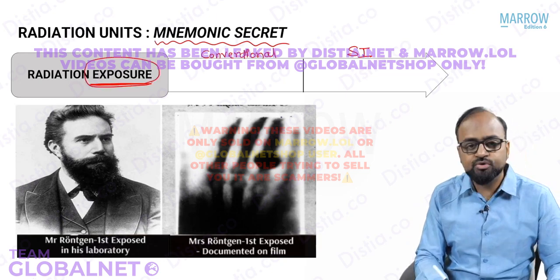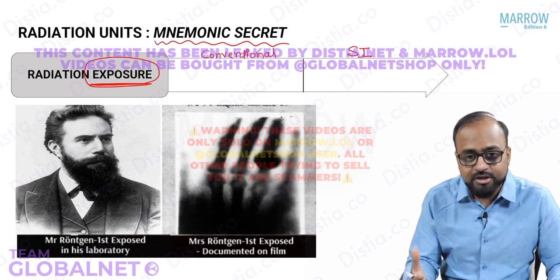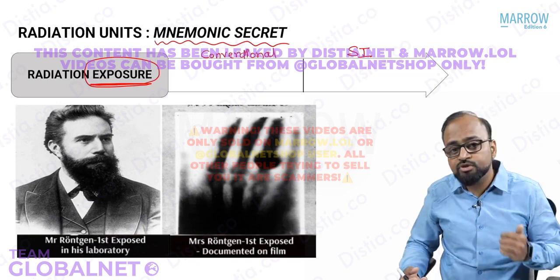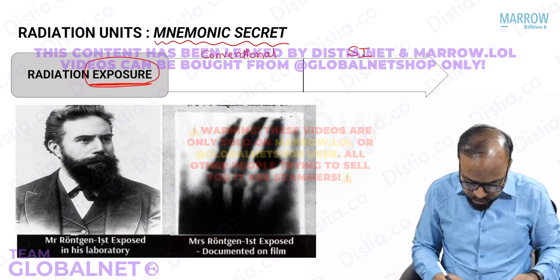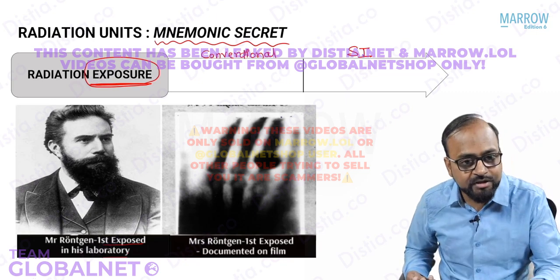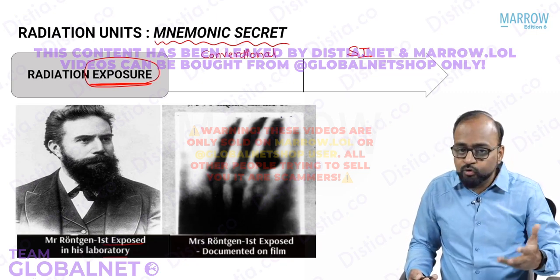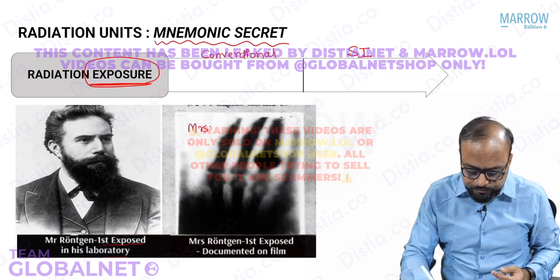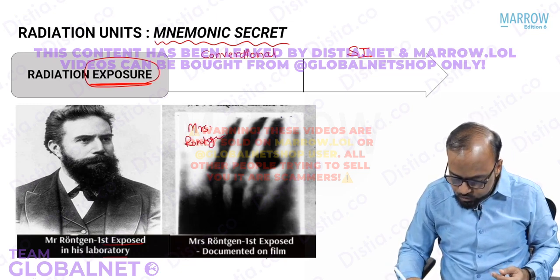As soon as you look at exposure, I want you to realize who was the first person to be exposed to X-rays? Do you remember? First person to be exposed to X-rays was the person who discovered X-rays. And who was that? Röntgen. So Mr. Röntgen was first exposed to X-rays in his laboratory on 8th of November 1895, when he discovered X-rays. If you ask for documentary proof, who was the first person exposed? It was Mrs. Röntgen, isn't it? Mrs. Röntgen was first exposed, documented on film.